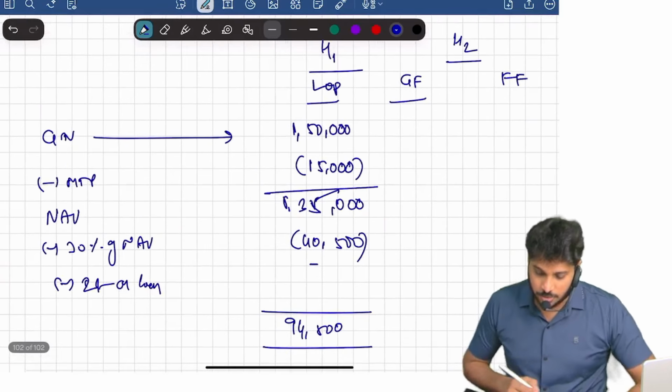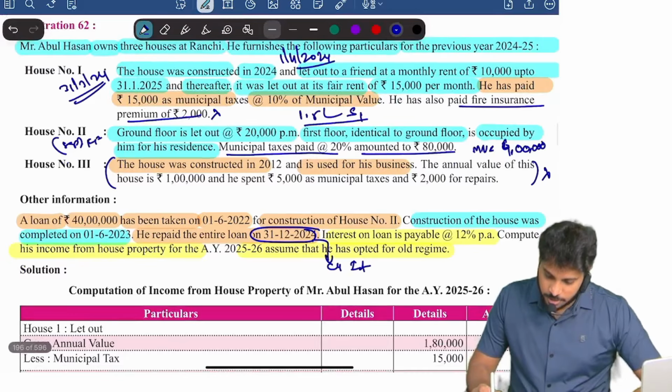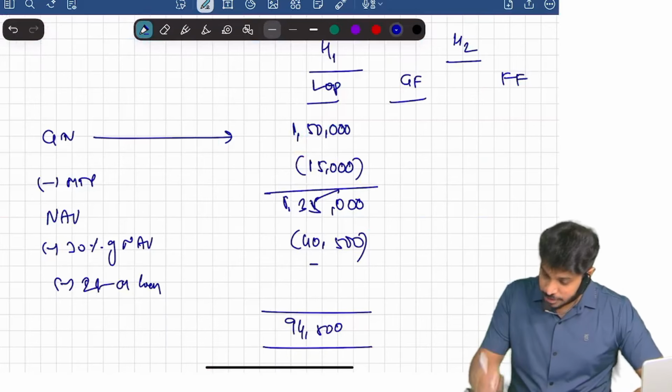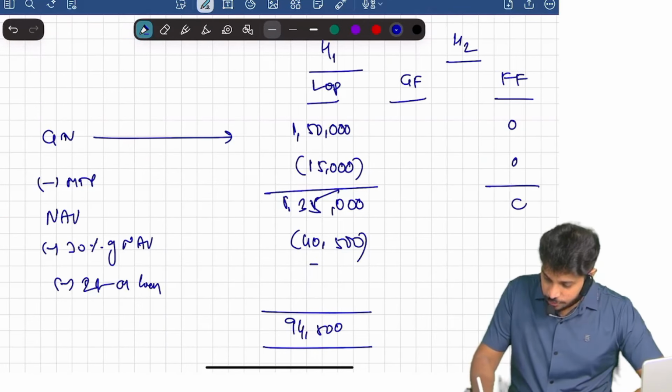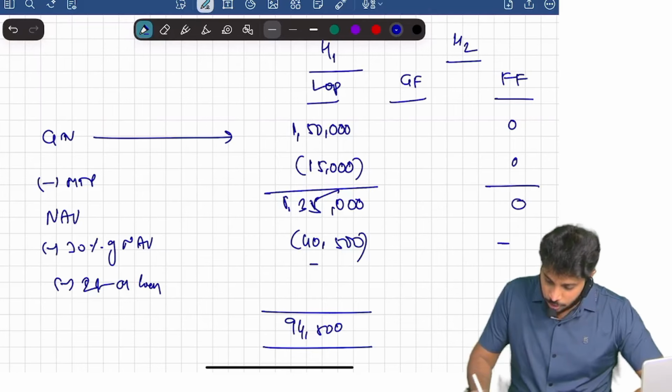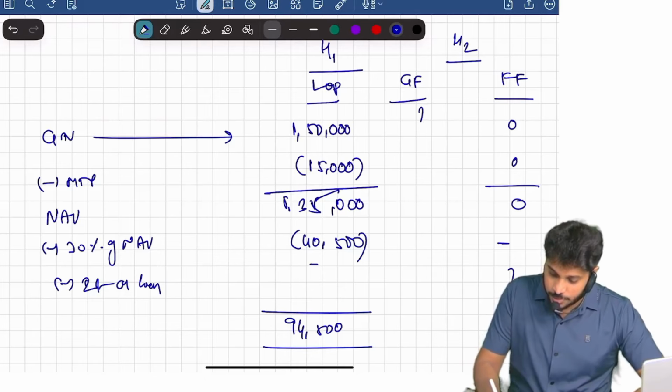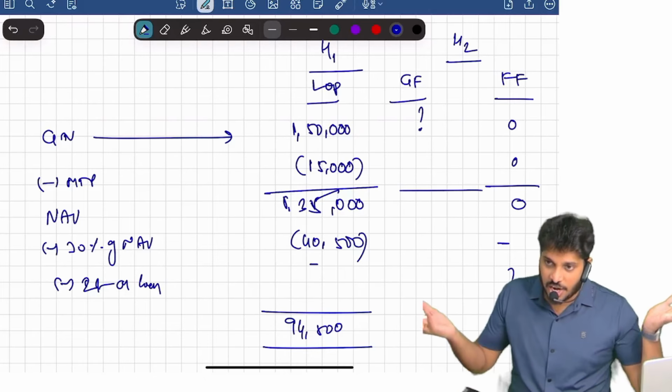Okay. Now house number 2. House number 2, the ground floor is rented. The first floor is self-occupied, so for the first floor directly NAV is equal to 0. The 30% NAV benefit also will not come. Now we need to calculate interest. We need to calculate GAV so that the remaining numbers will be filled easily.